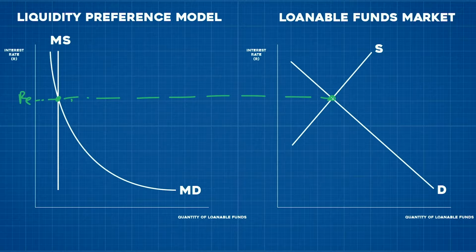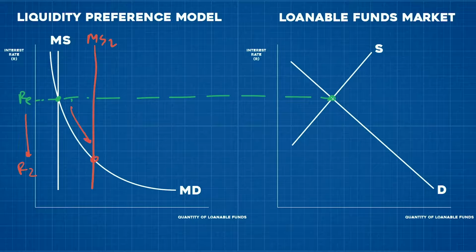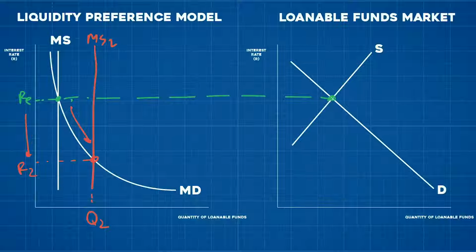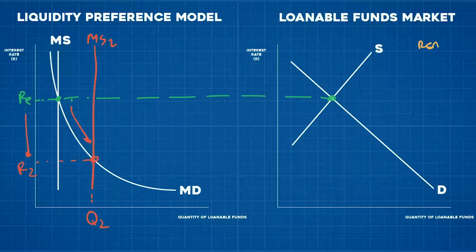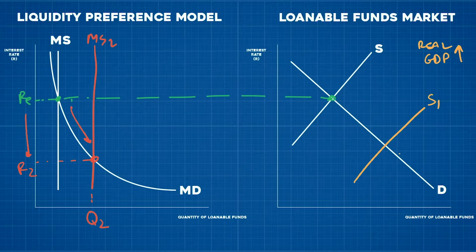So let's say that the Fed increases the money supply from here to here. In this case, the money supply increases and the interest rate decreases. Now, how does that affect the loanable funds graph? Well, at the decreased interest rate, there is more money in the economy, and that increases real GDP, and that corresponds to an increase in savings because of the money multiplier process, which is to say more people will put more money into the bank, and that increases the available pool of loanable funds and therefore increases the quantity of funds demanded. And this shifts the loanable funds supply curve to the right.